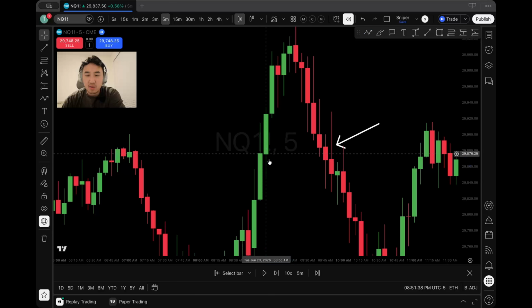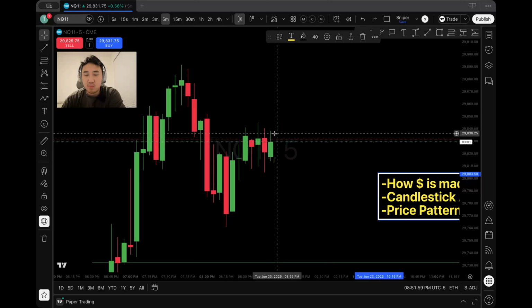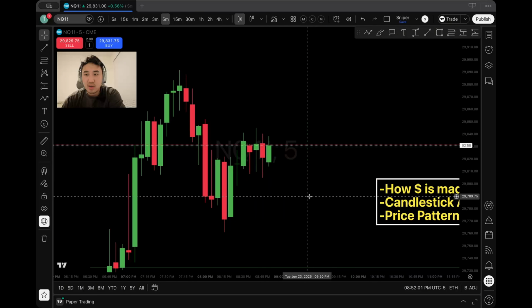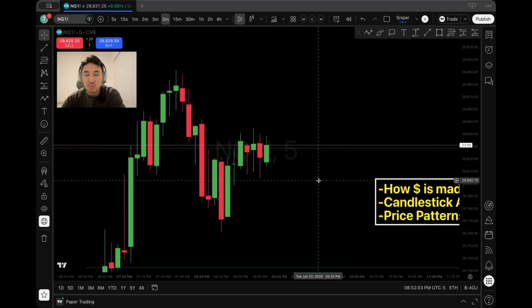All right, so that's the basics of candlesticks. It's pretty straightforward. You sit in front of a candlestick chart and just watch the candle move, where the price opened and closed, and you can actually see the candle print in real time.